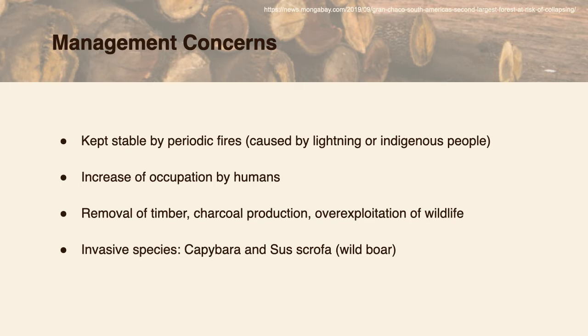The combination of overgrazing, removal of timber, charcoal production, and overexploitation of wildlife has a negative impact on biodiversity and potential productivity of the natural vegetation. This could create a dense, unproductive scrubland dominated by woody weeds.